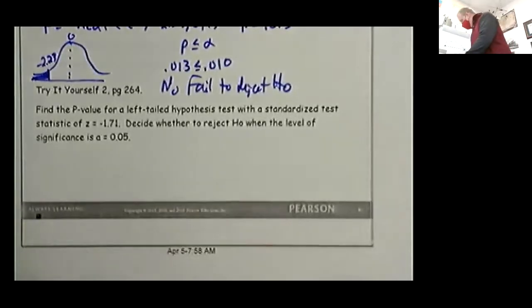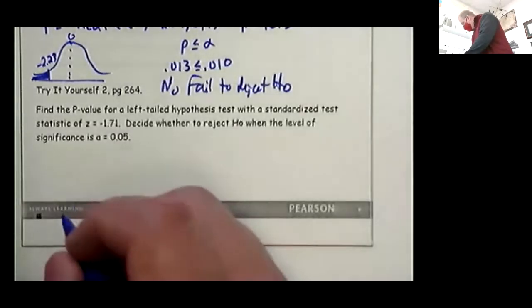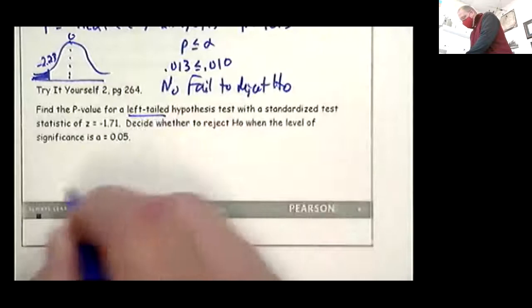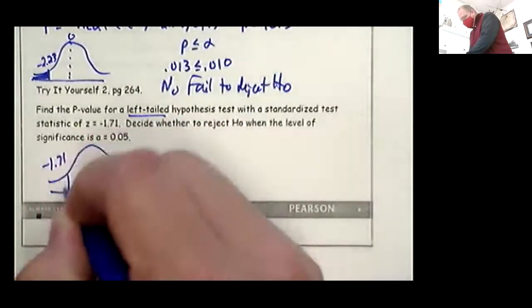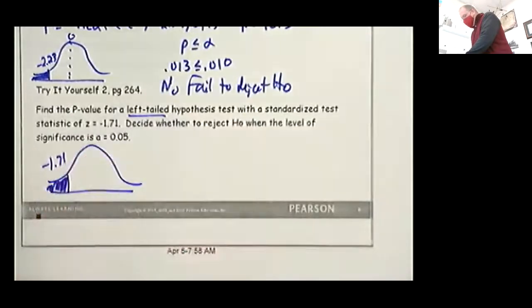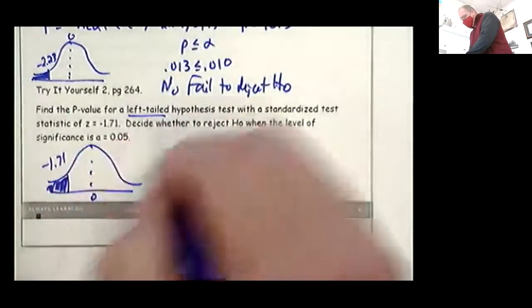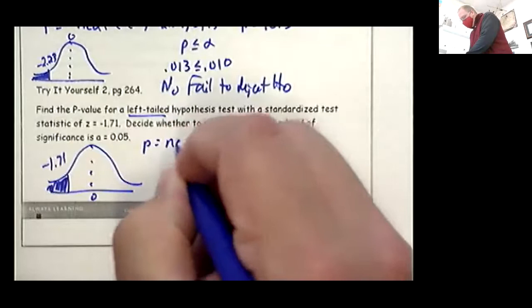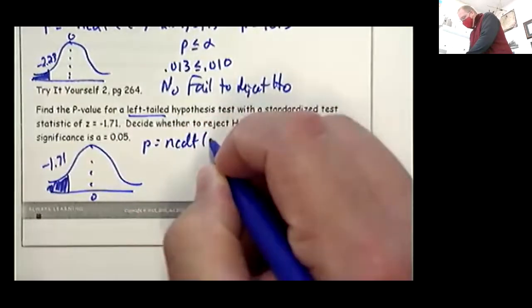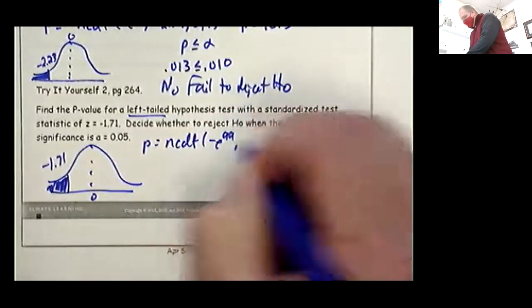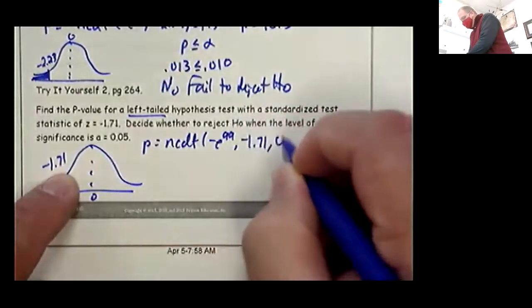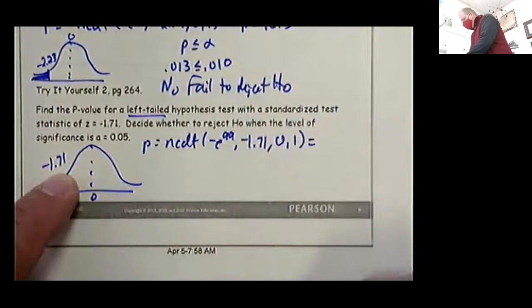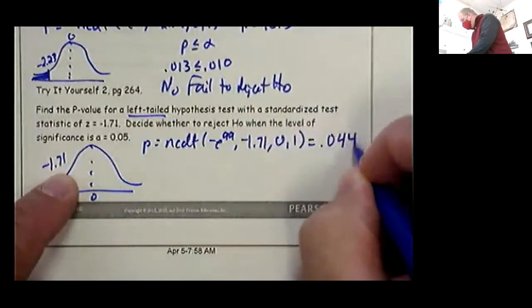So here we have a test statistic z-score of -1.71. It is a left-tailed test, so we are using our left tail. So here's our -1.71. Go to the left means we want that way. Again, there's our 0. So our p-value is our normal cumulative distribution function from -e to the 99. Our upper bound stops at -1.71 with a 0 and a 1. That gets us a p-value of 0.044.